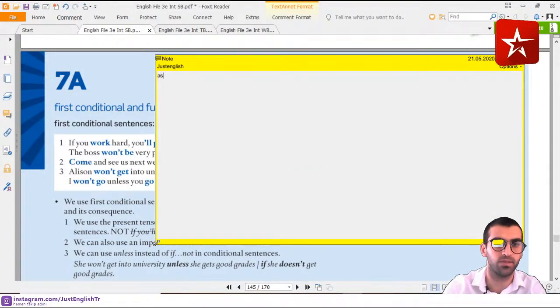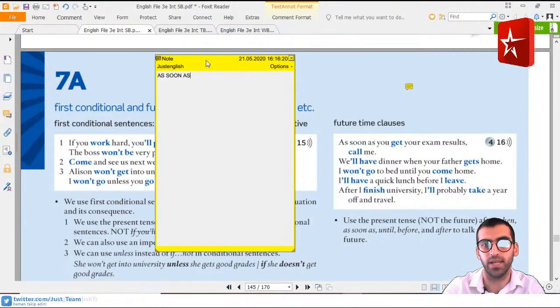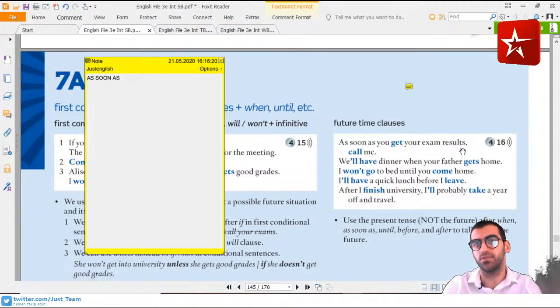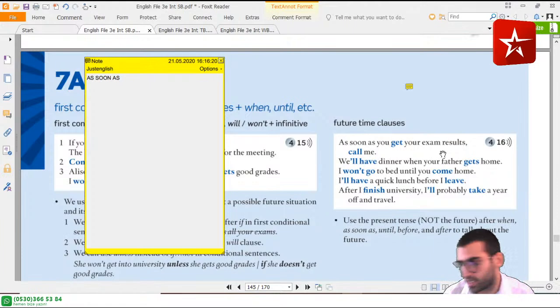So let me write the sentences by using as soon as. How can we use as soon as? As soon as you get your exam results, call me. As soon as, instead of if, we use as soon as.